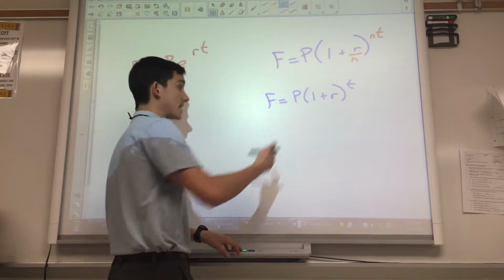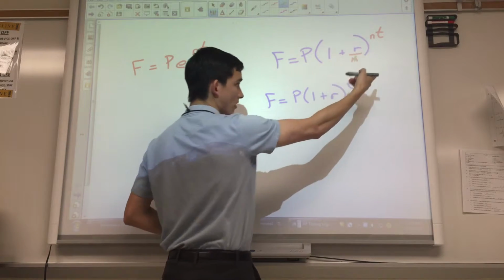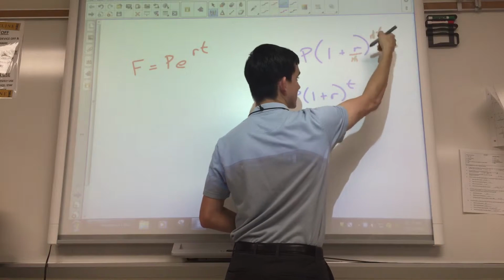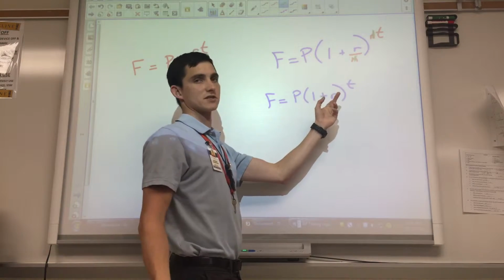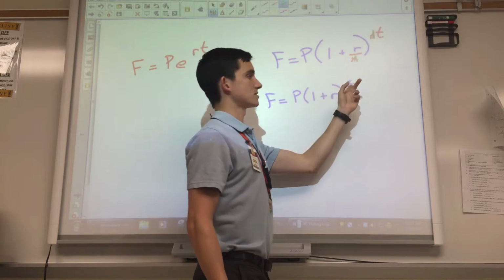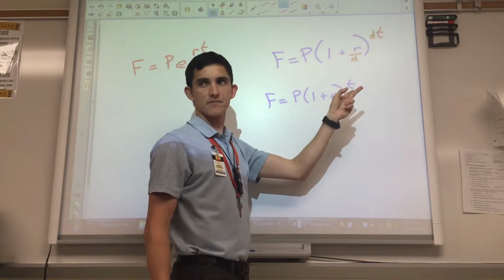Once. So your n value is just 1. So you have r divided by 1, and you have 1 times t. So it becomes 1 plus r divided by 1, which is just r, and then 1 times t, which is just t. You see how they're the exact same?